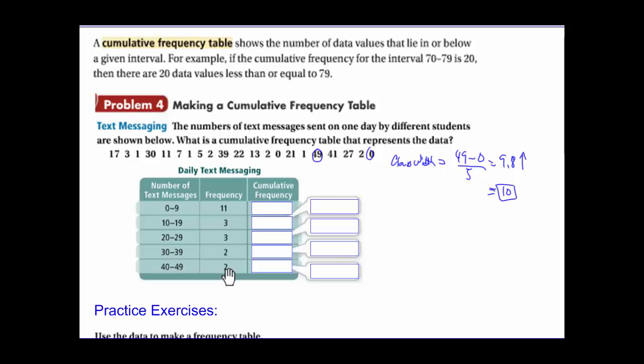All right, welcome back. For the number of text messages, 0 to 9, you should have had 11. 10 to 19 was 3. 20 to 29 was 3. 30 to 39 was 2, and 40 to 49 was 2. So now the cumulative frequency.